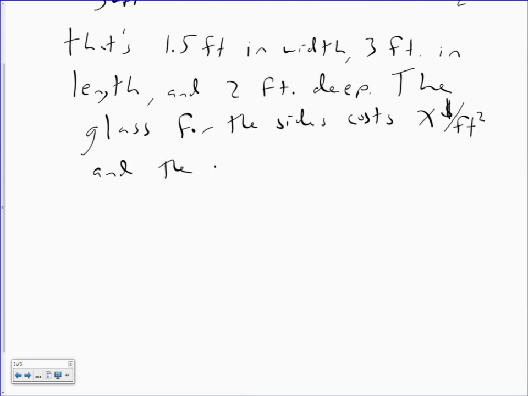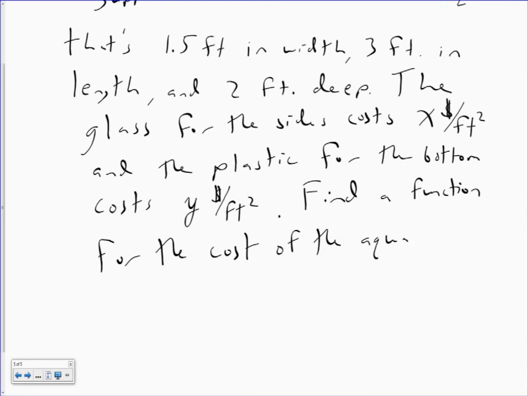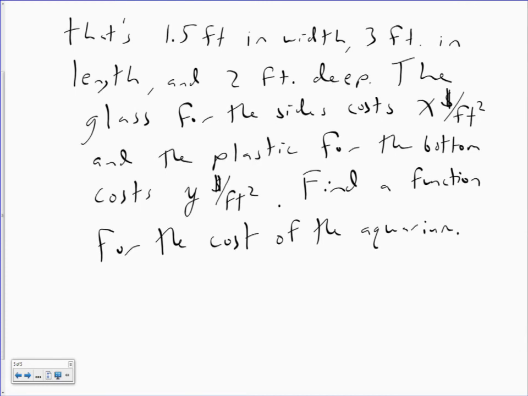And then the plastic on the bottom is going to be different. It's usually a cheaper material, so the bottom doesn't need to be glass. It doesn't need to be translucent. So we just get some kind of plastic for the bottom, and it costs Y dollars per square foot. So the function that we're going to come up with here is a cost function. Find a function for the cost of the aquarium that we want.